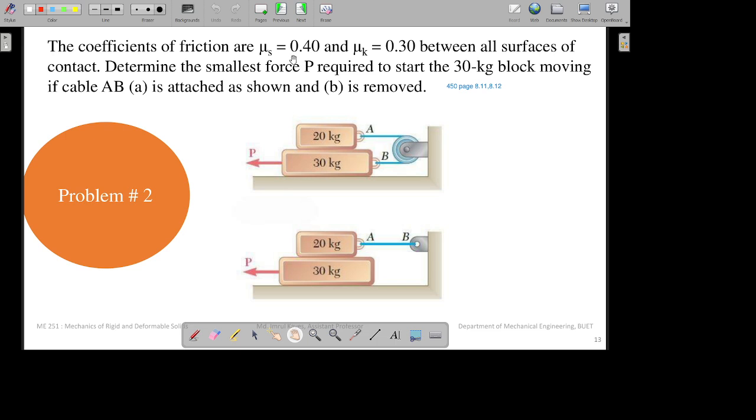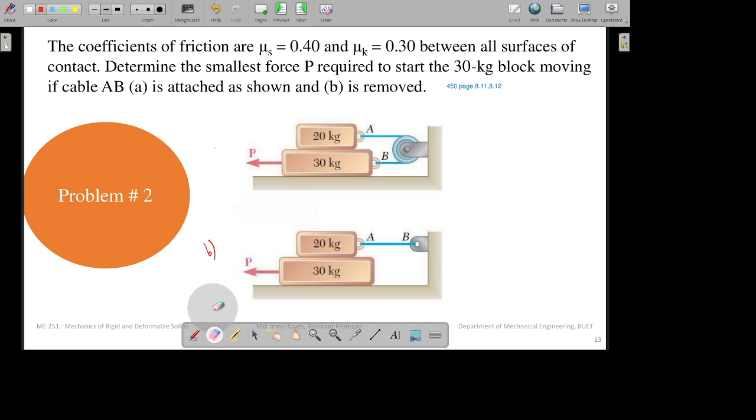The coefficients of friction are mu s equal to 0.40 and mu k equal to 0.30 between all surfaces of contact. Determine the smallest force P required to start the 30 kg block moving if cable AB is attached as shown and B is removed. So this is our picture for question number A and this is our picture for question number B.